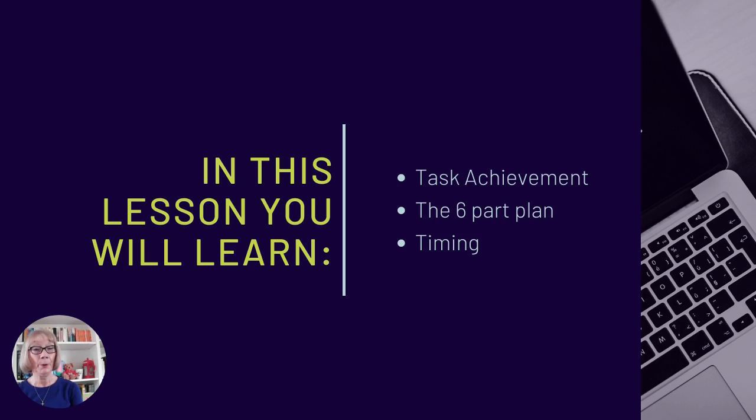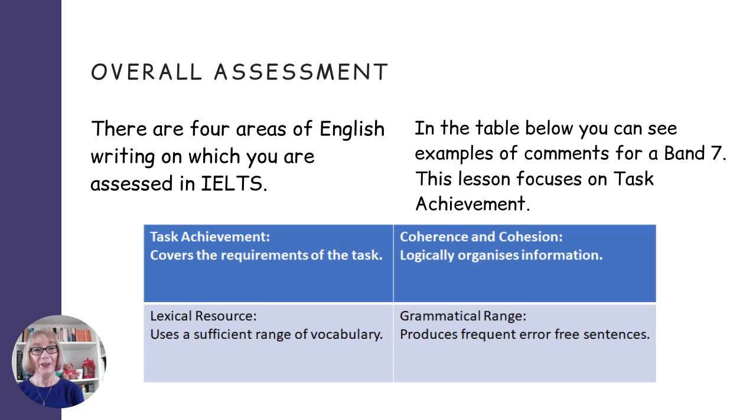So in this lesson, you will learn the importance of task achievement, the 6-part plan for task 1, and the importance of timing. But firstly, we must look at the overall assessment for academic writing. If you don't know what the examiner is looking for, then it is going to be very hard for you to deliver the correct content in the 20 minutes that you are given for task 1.